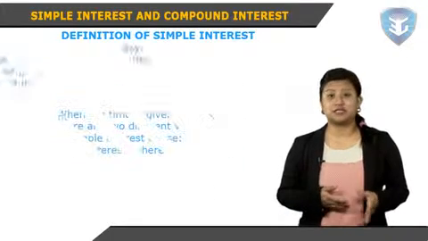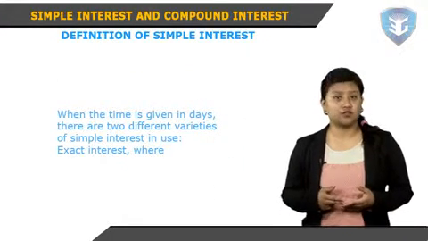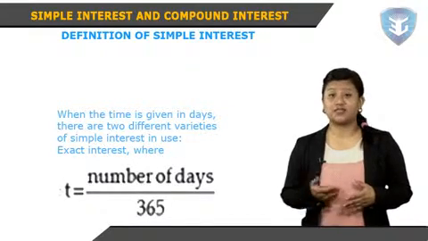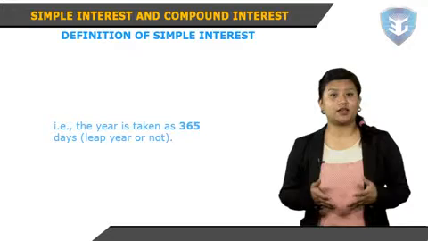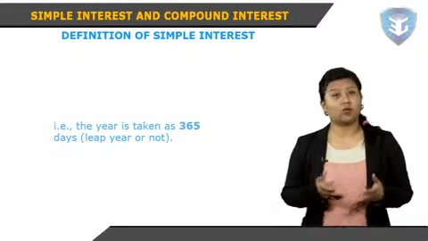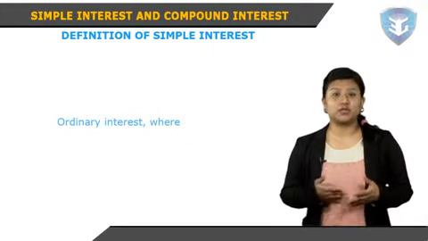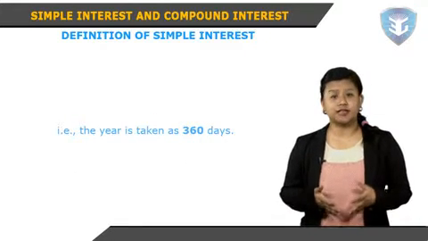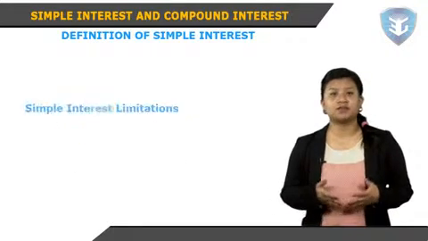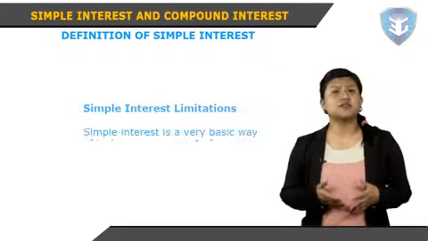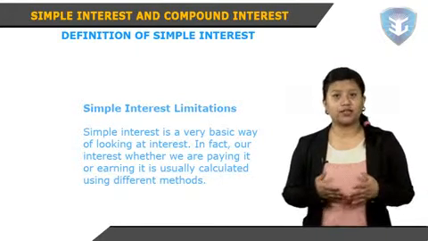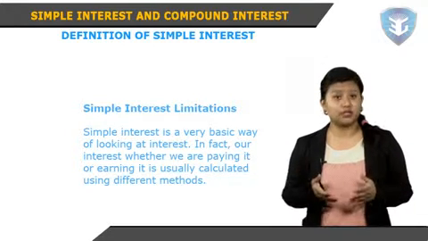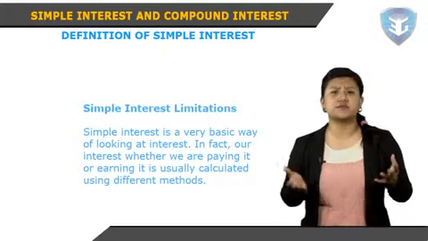When the time is given in days, there are two different varieties of simple interest in use. Exact interest, where T equals number of days by 365, that is, the year is taken as 365 days, leap year or not. Ordinary interest, where T equals number of days by 360, that is, the year is taken as 360 days. Simple interest limitations. Simple interest is a very basic way of looking at interest. In fact, our interest, whether we are paying it or earning it, is usually calculated using different methods.